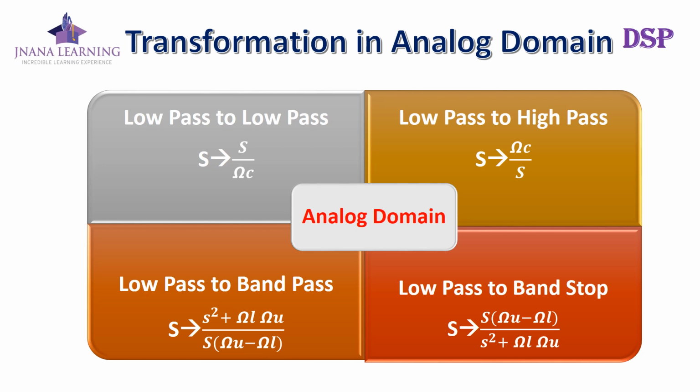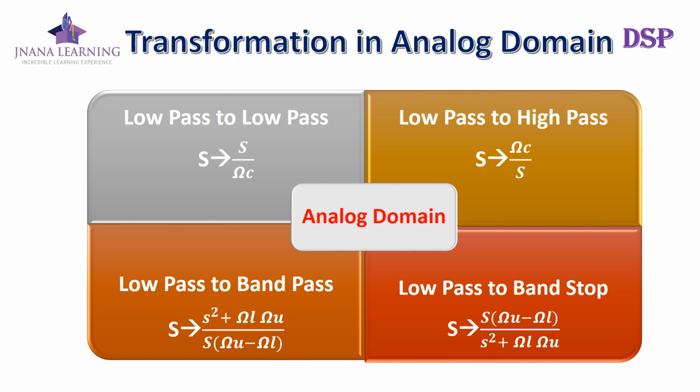Now if we need to transform from low pass to high pass, that is a normalized low pass filter to a high pass filter, then the transformation is S is transformed to omega c by S, where omega c is the cutoff frequency. The third case, low pass to band pass: the transformation is S is transformed to S square plus omega L omega u by S into omega u minus omega L, where omega L and omega u are the lower cutoff frequency and upper cutoff frequency. Omega L stands for lower cutoff frequency and omega u stands for upper cutoff frequency.